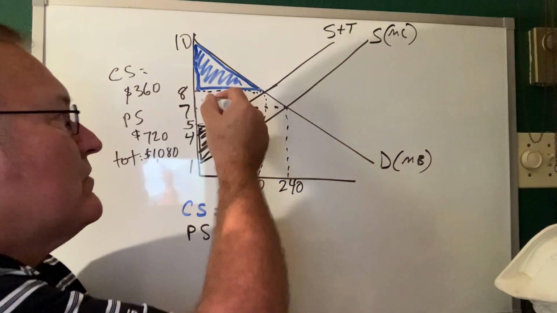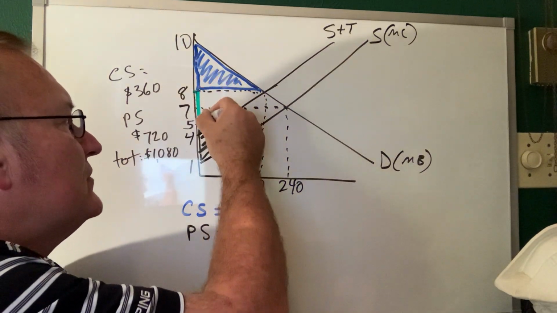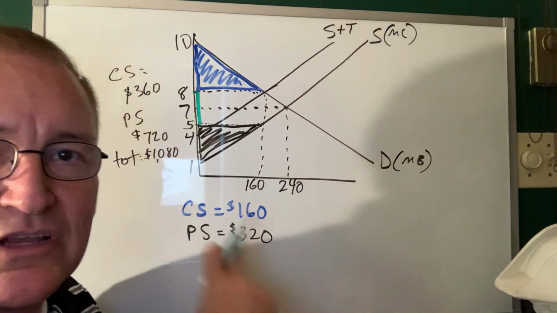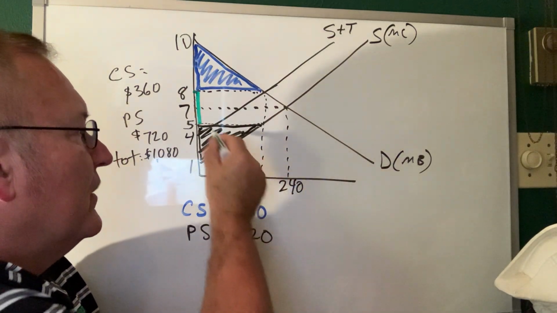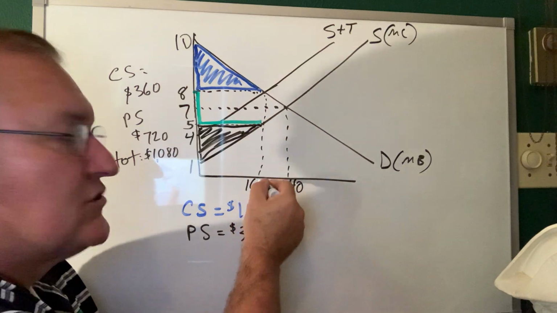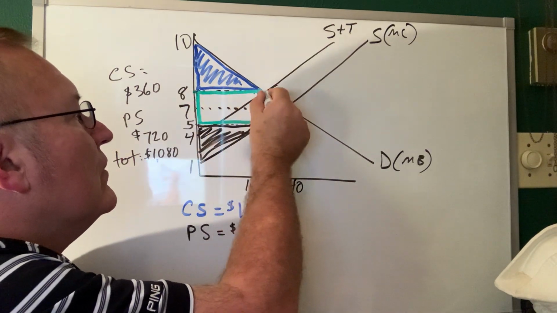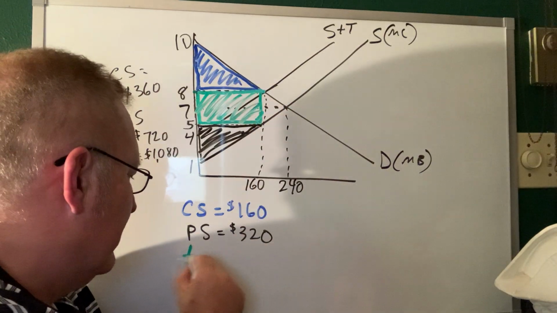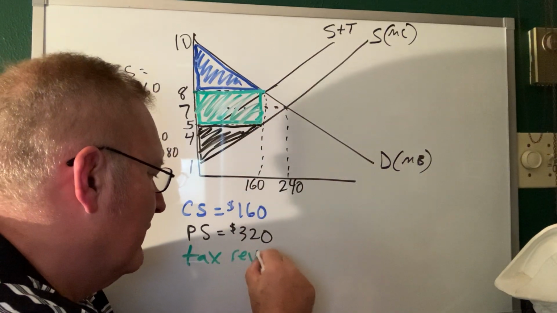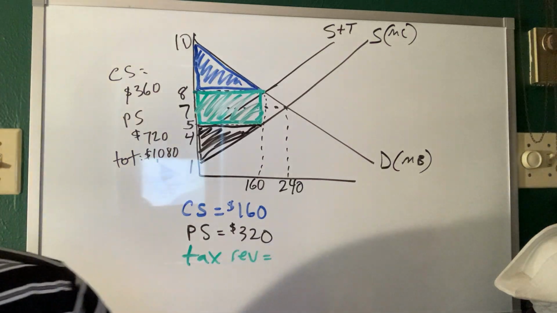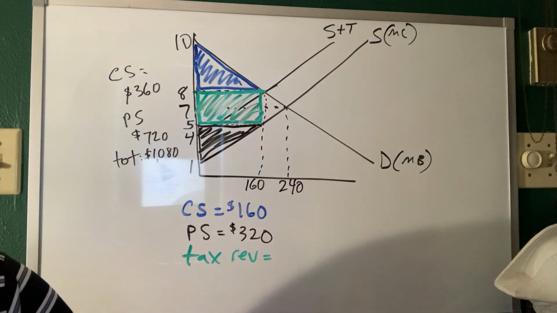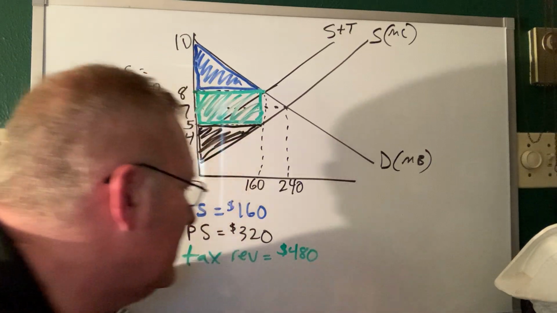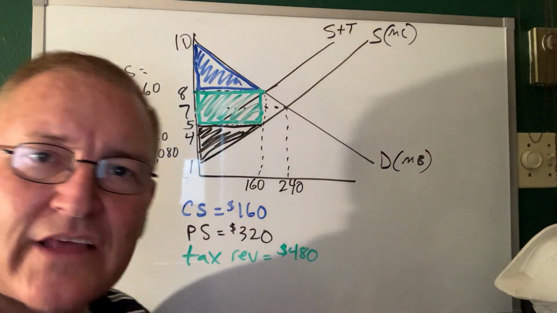Again, the buyer's paying 8. There's the $3 worth of tax, because the seller's going to keep 5. Then we bring it out to the quantity that's being exchanged, and this rectangle right here is the tax revenue. If you go through and do the calculations, the tax revenue is going to be 480.